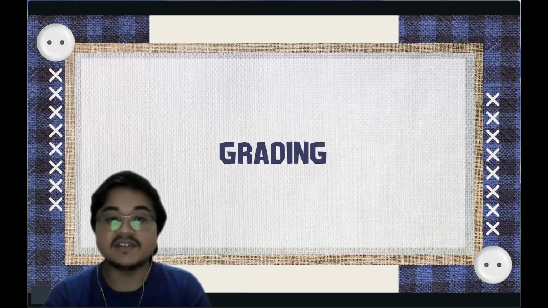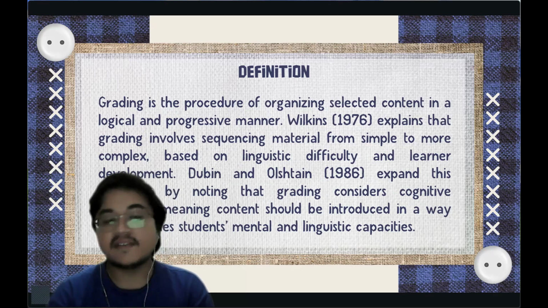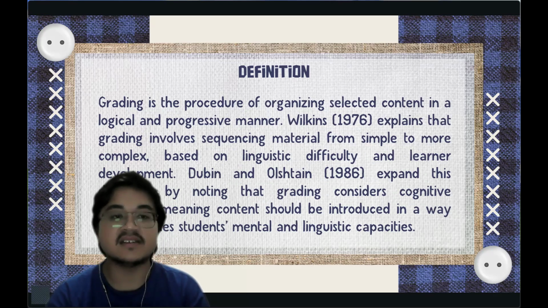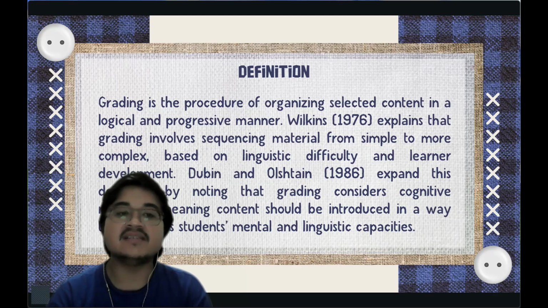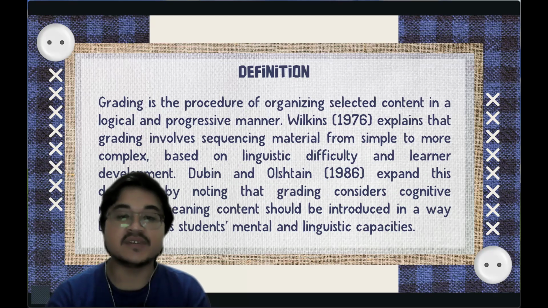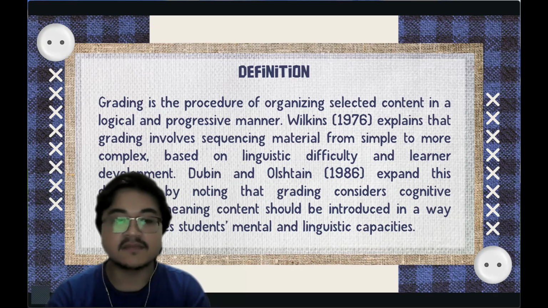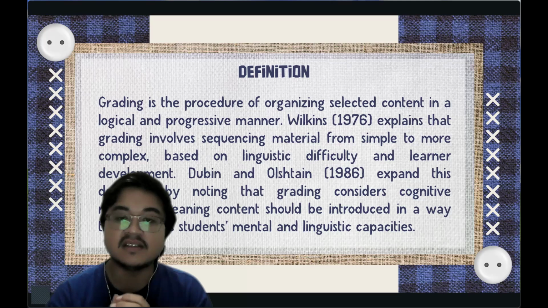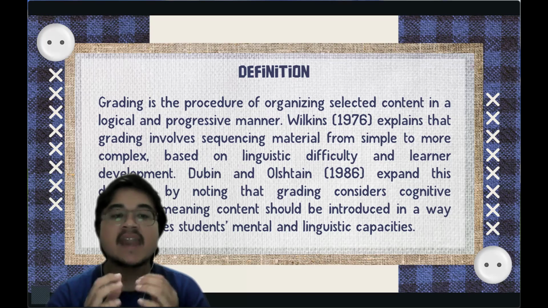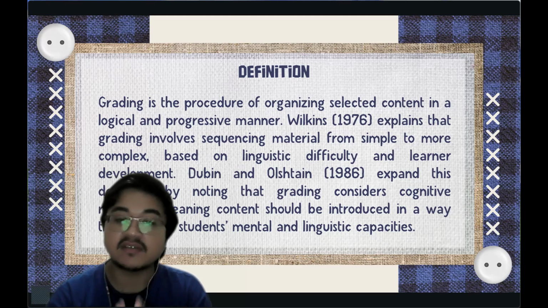Then we move on to grading. The definition for grading is the procedure of organizing selected content in a logical and progressive manner. Wilkins in 1976 claimed that grading involves sequencing material from simple to more complex based on linguistic difficulty and learner development. Davies and Austin in 1986 expand this definition by noting that grading considers cognitive readiness, meaning content should be introduced in a way that matches students' mental and linguistic capacities.